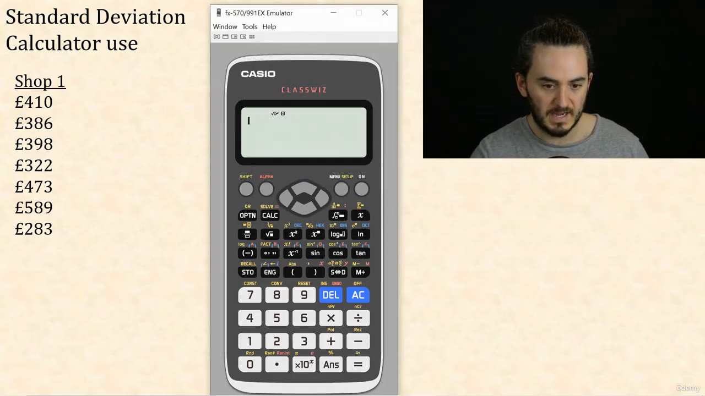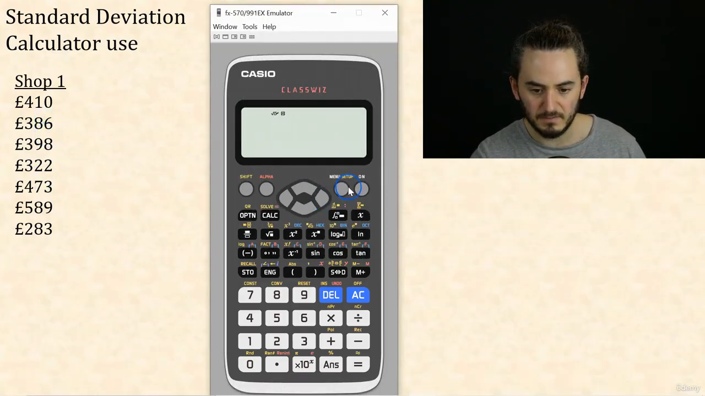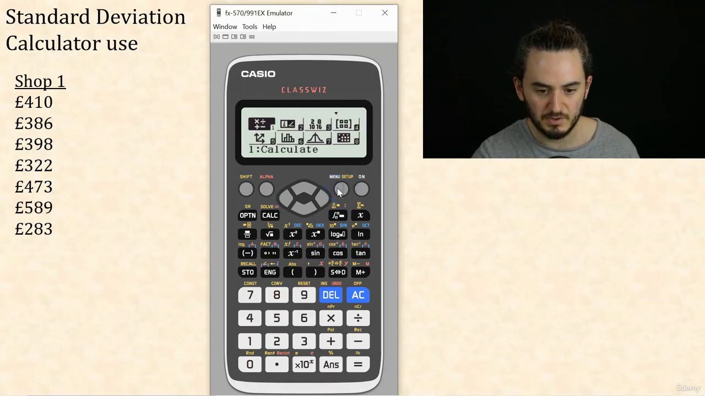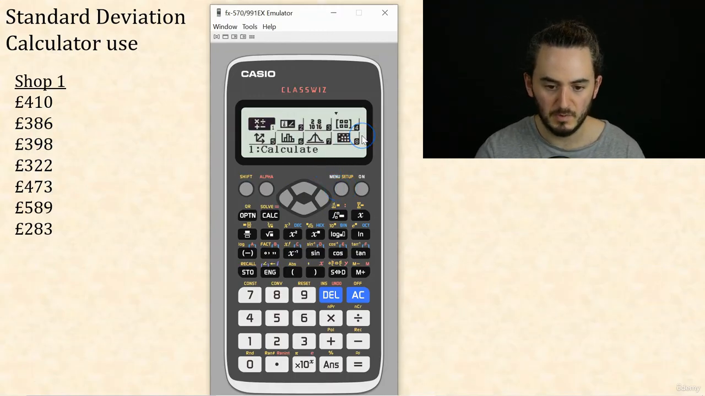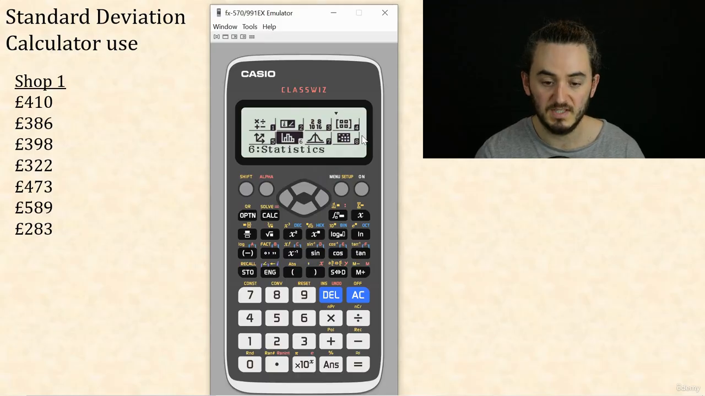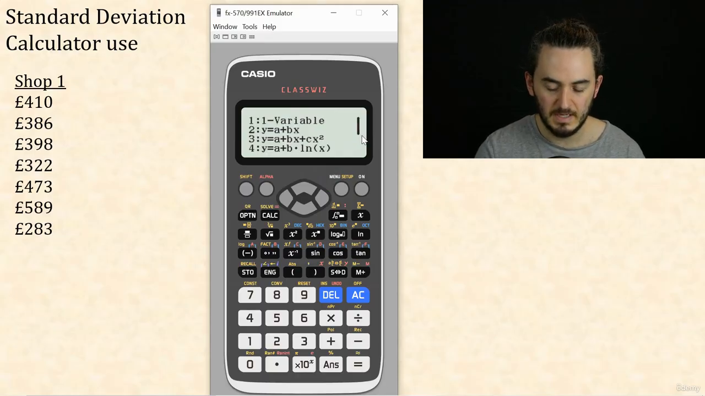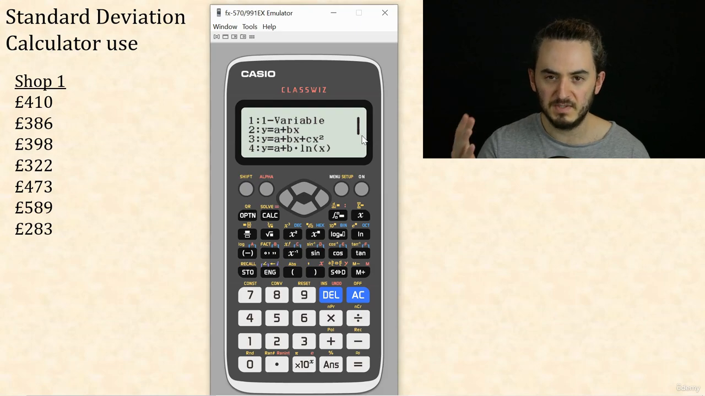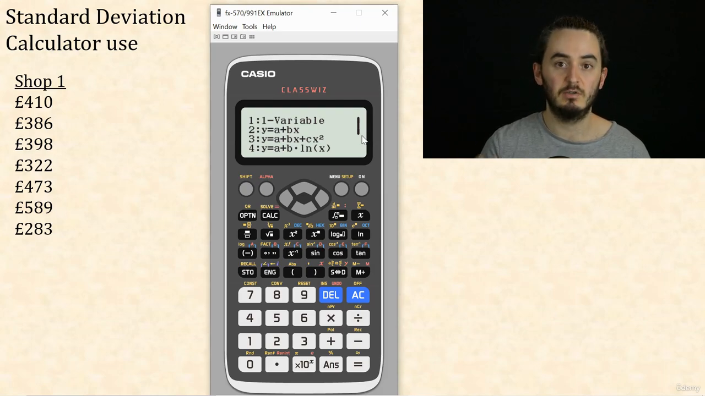So here is our list of values. And if we go to our calculator, we need to first set this to stats mode. So we're going to scroll down to option 6, which is statistics. And we want the one variable data. All of the others are about the relationship between two sets of data, but this is just a single list of prices. So it's one variable.